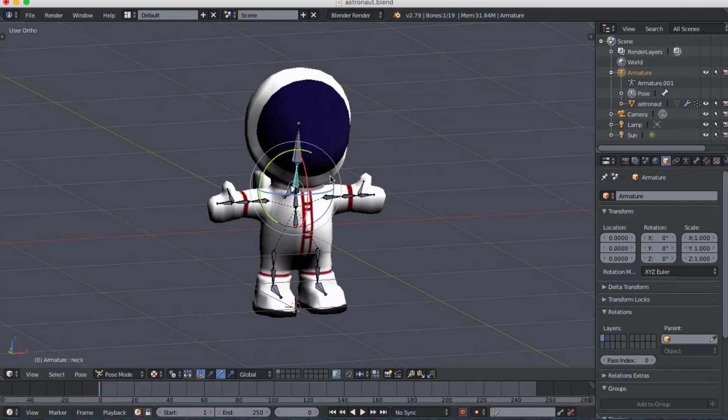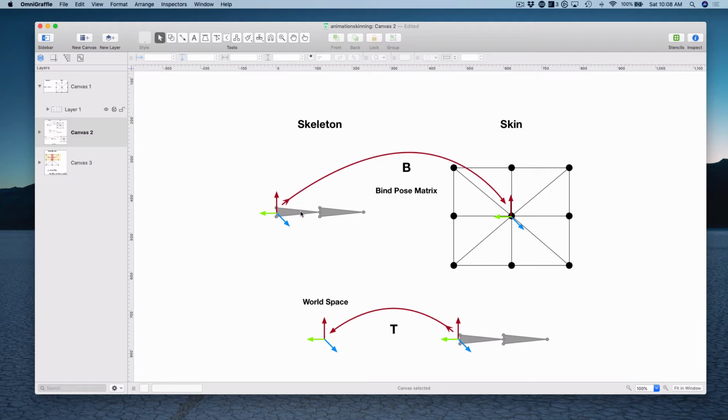Now you may want to see how this really works mathematically, so let me share that with you so you have a better understanding of how that works. Alright, so the bind pose matrix allows for each bone to go from its own local space to the local frame of the skin. That is what the bind pose matrix represents.